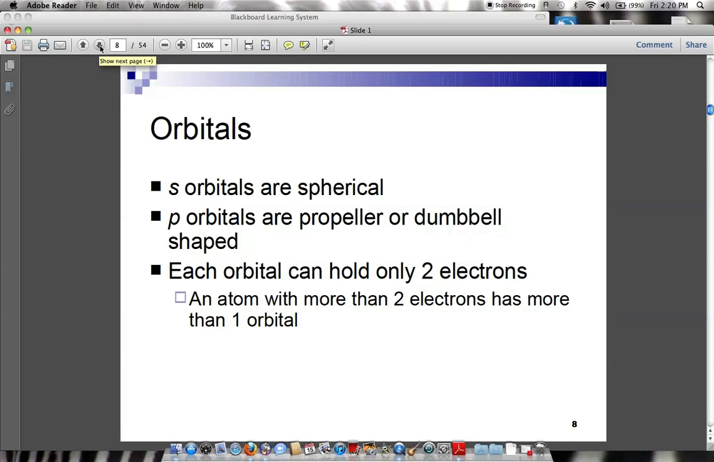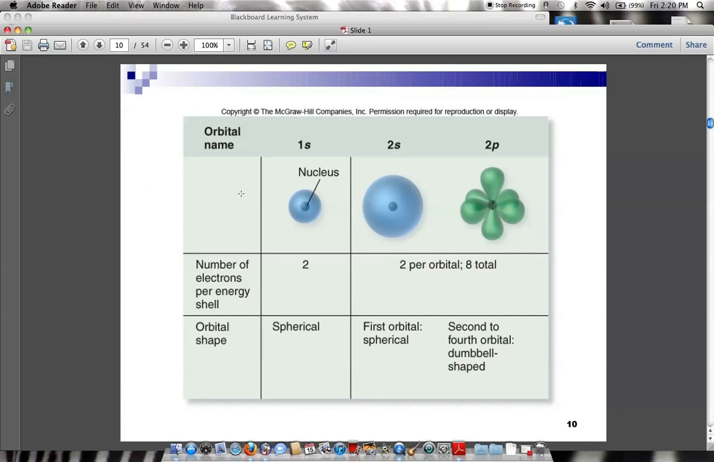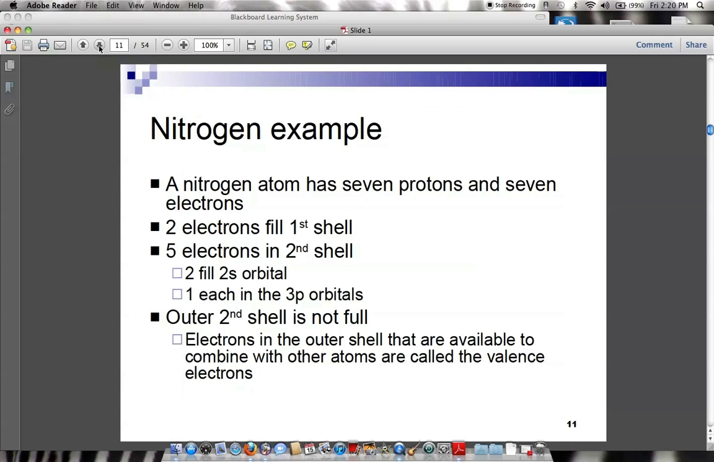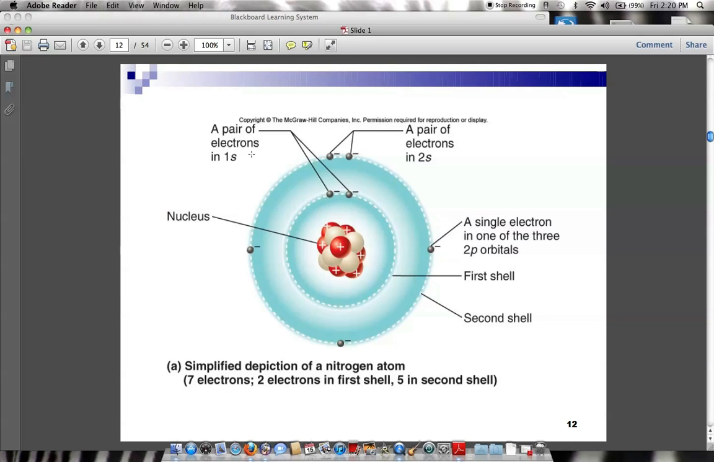Okay, these orbitals. We have our nucleus and the area that the electrons move around outside the nucleus. Those are called orbitals. Each kind of atom has a different number of electrons and a different number of orbitals. So we have our nucleus with protons and neutrons here. This is a nitrogen atom.